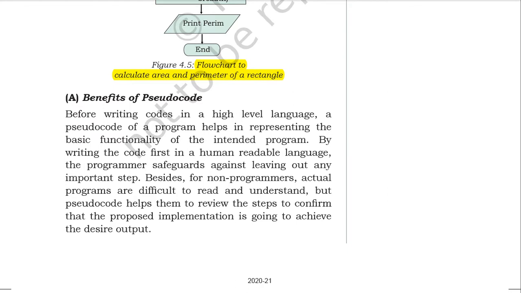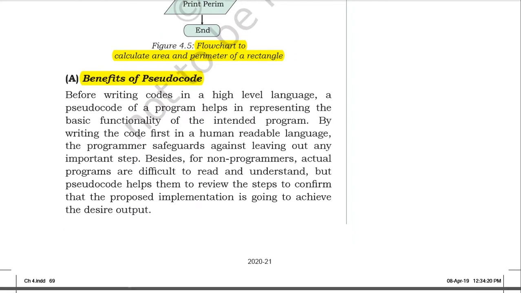Now, what are the benefits of pseudocode? This is not exact programming, right? But here are some benefits. Why do we use pseudocode? Before writing code in a high-level language, a pseudocode of a program helps in representing the basic functionality of the intended program. This is the main purpose of pseudocode.